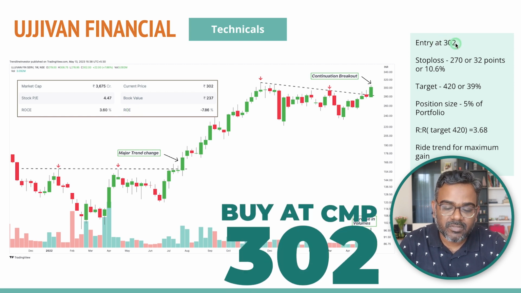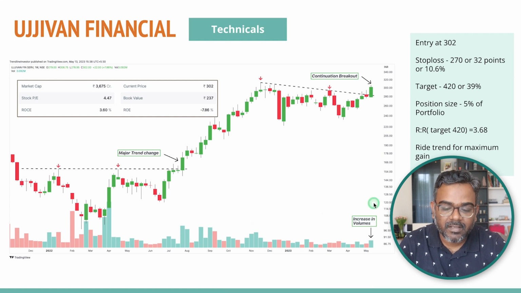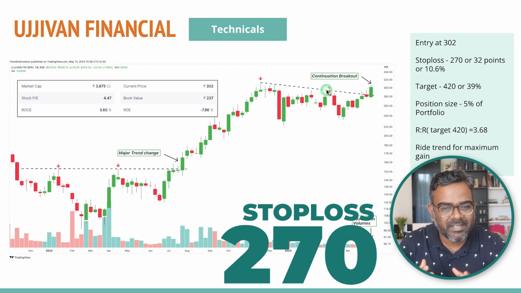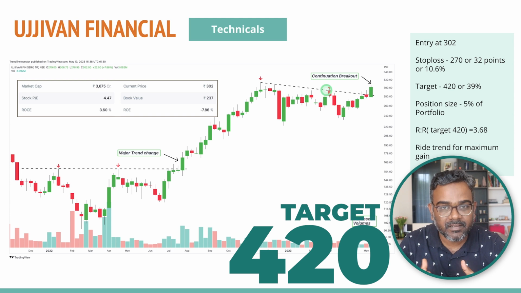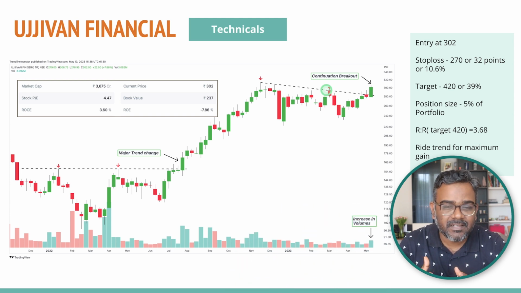But you can buy the stock at current market price because, again, here we had a strong weekly candle with strong breakout. The stock might consolidate a bit, but I think we had a very strong horizontal breakout as well over here. So overall, it looks good. Again, the stop loss of around 270, which is around 10% from here. And we're going to look at targets of 420, which is 39% from the current levels. So that's the third stock, which is showing a major trend change today.